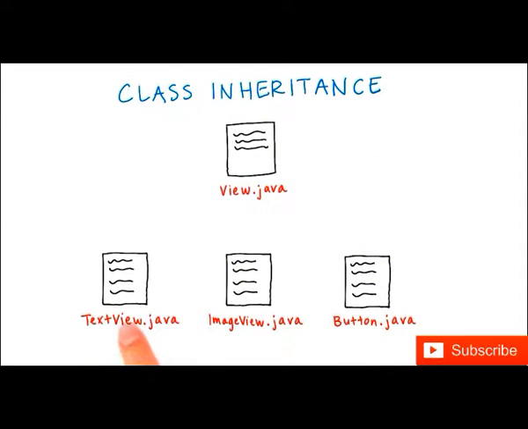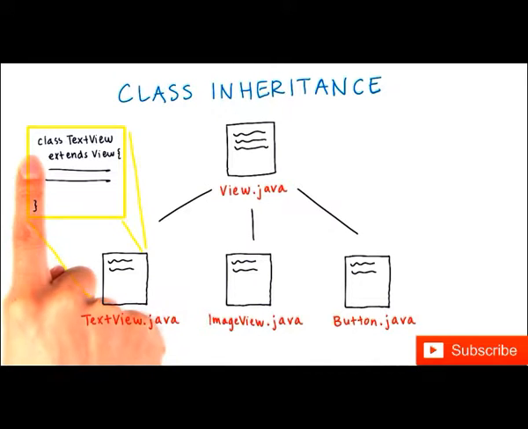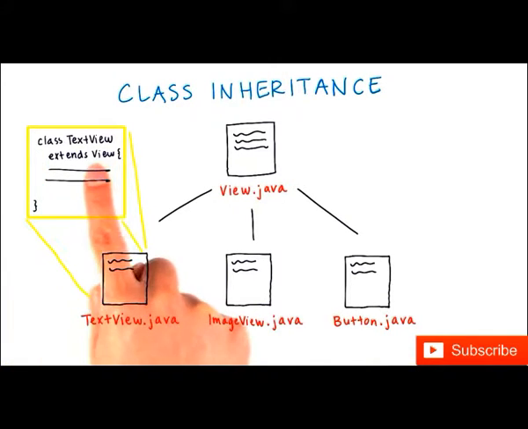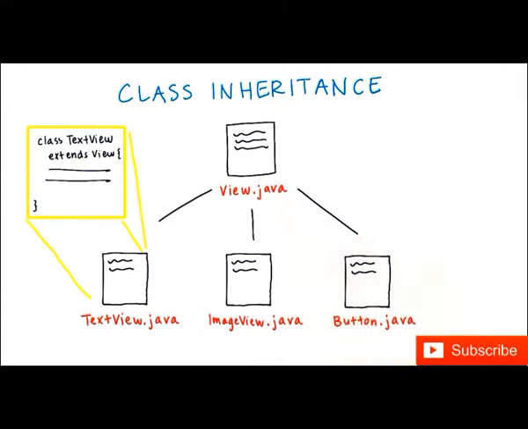But then how do we make the connection between the text view class and the view class? If you're thinking inheritance, you're correct. In the text view Java file, we're going to define the text view class to extend view. That way, we'll inherit all the state and the methods from the view class. Then we won't have to have as much code in the text view class because part of the functionality is already written in the view class. The same would apply for the image view and button classes. We don't have to write as much code.